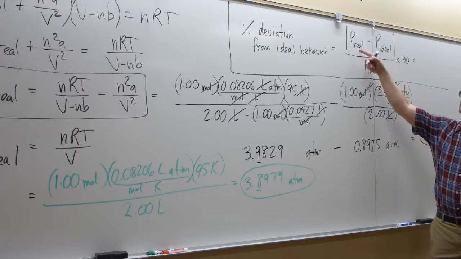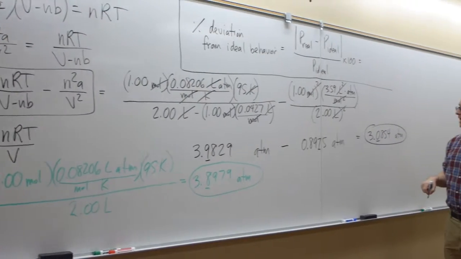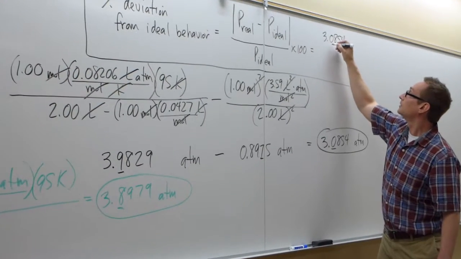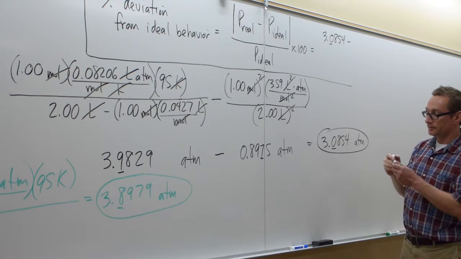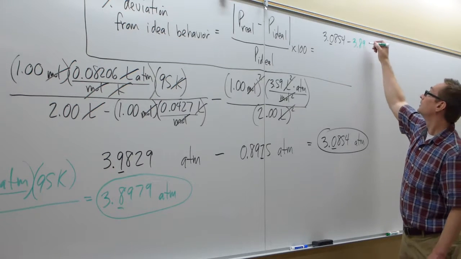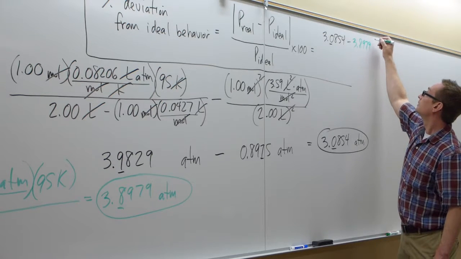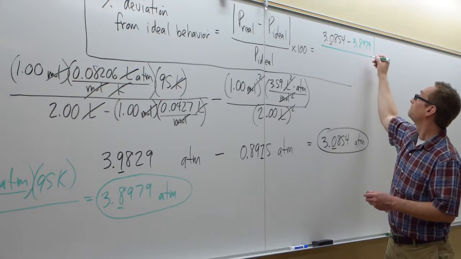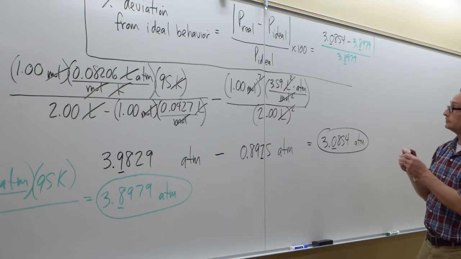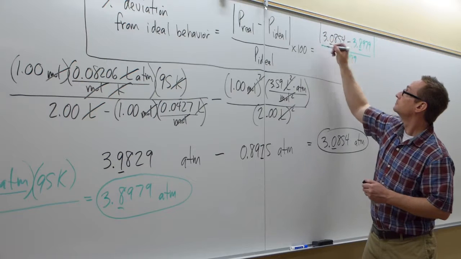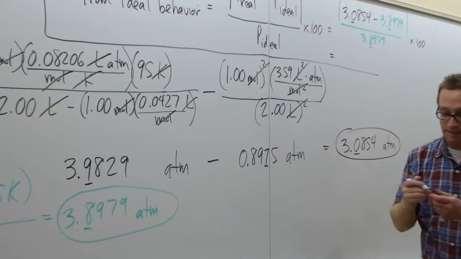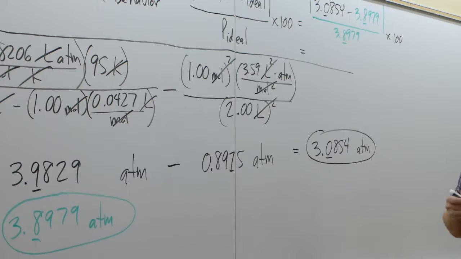So what goes in for our P real? We get 3.0854 minus P ideal, which is our 3.89, times 100, and we should get a value of about 21%.